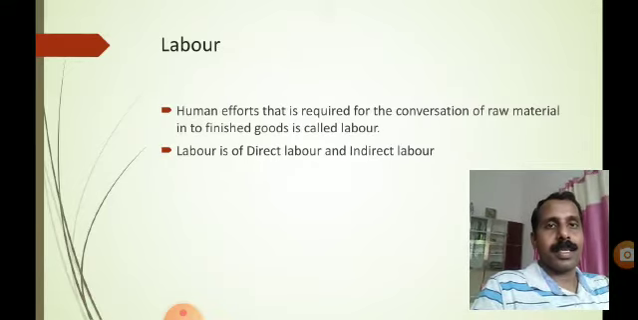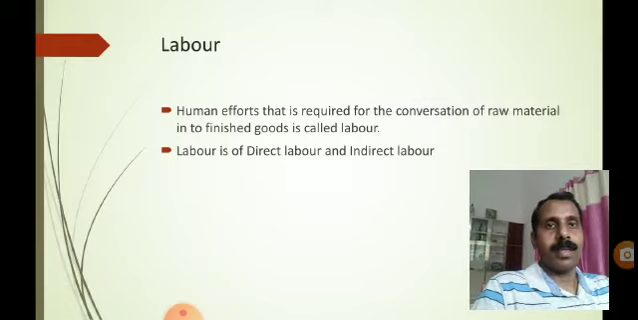Then take the second element. The second element is labor. Labor means human effort required for conversion of raw material into finished product. Labor is the human effort that is required for converting raw material into finished product. Such human effort is known as labor.